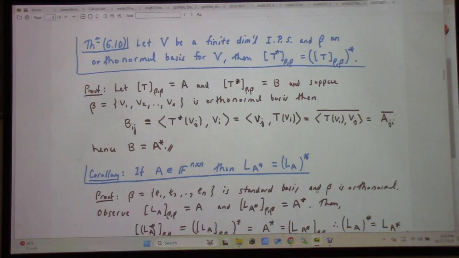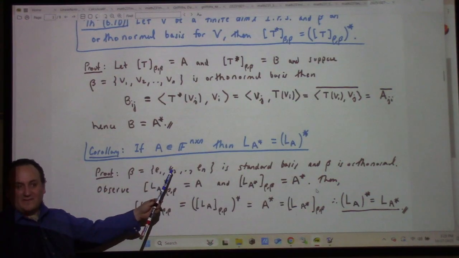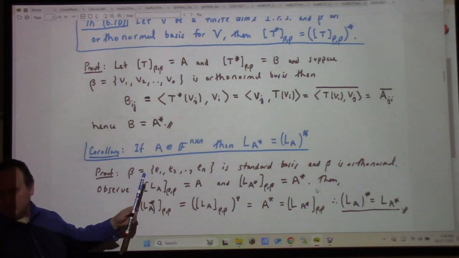Now, similarly, if you have a matrix A, left multiplication by the Hermitian adjoint of the matrix is the adjoint of left multiplication by A. So the stars are aligned, I guess. So a standard basis is orthonormal. We proved that, yeah?